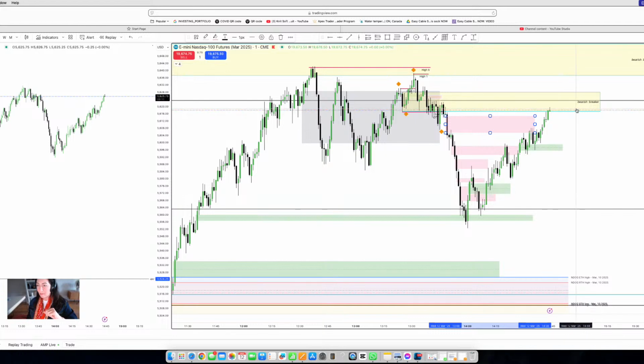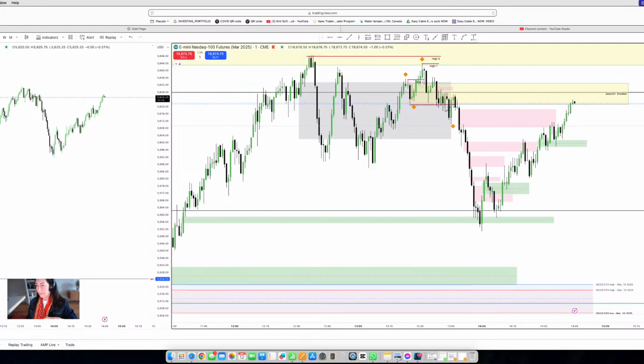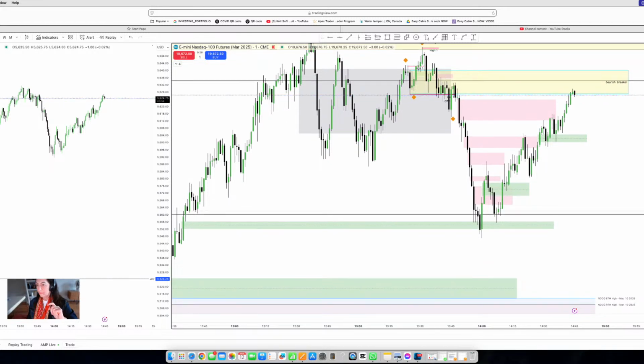I'm just watching this now. I'm just seeing what the reaction is here in this bearish breaker. Very few fair value gaps on the way up. This is high resistance liquidity. It's ugly.